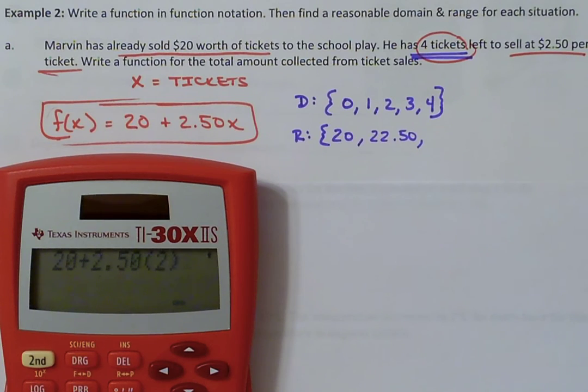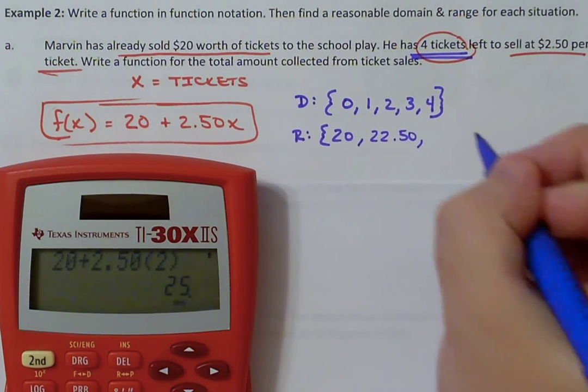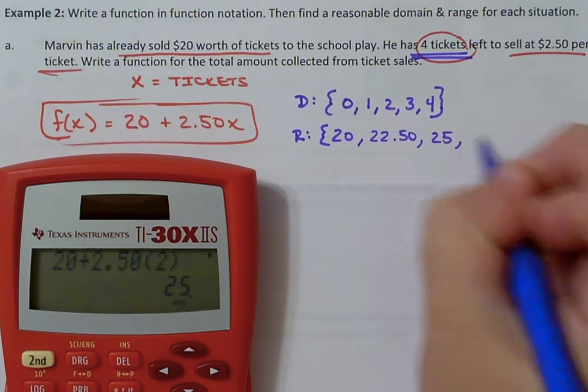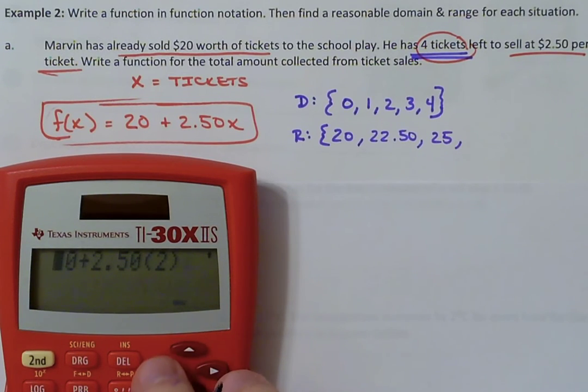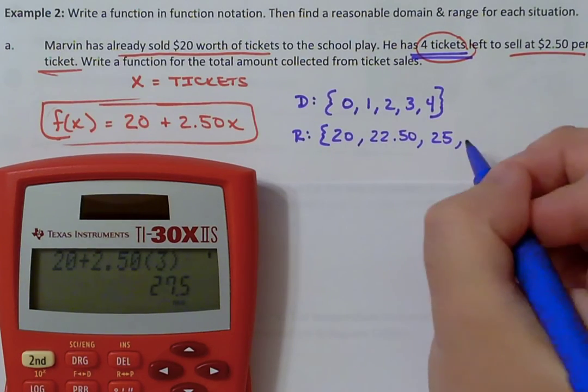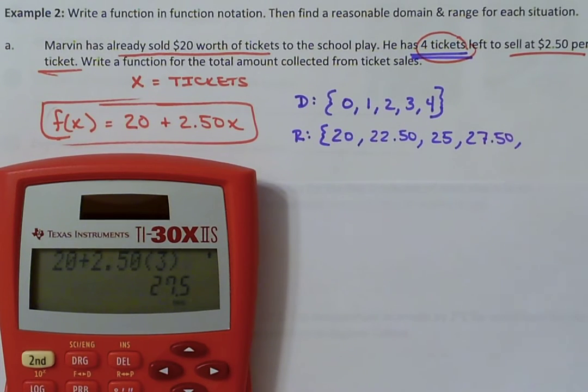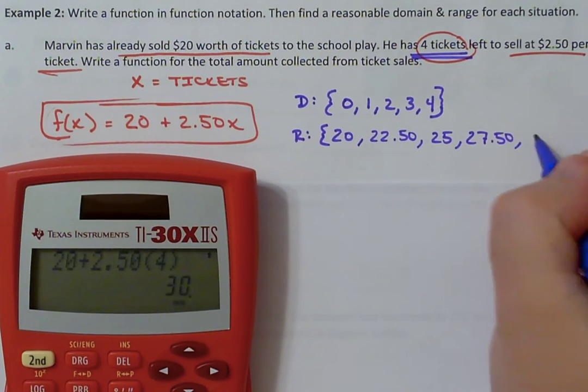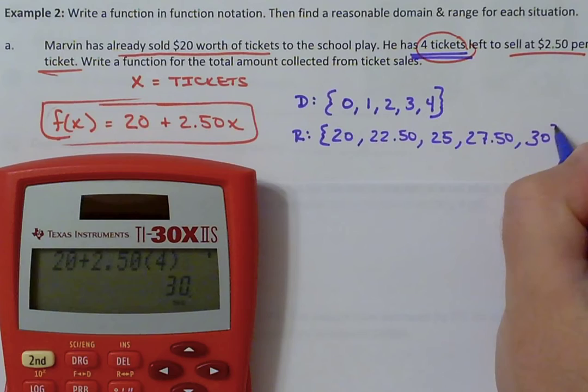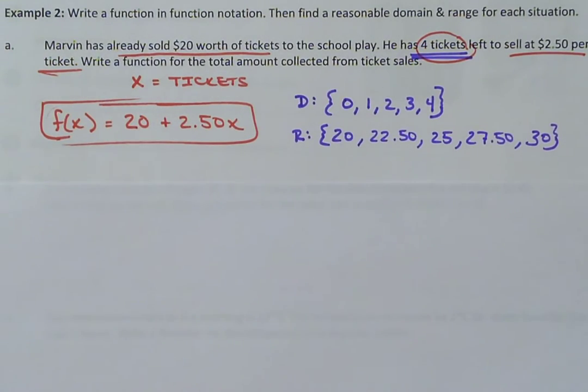So then we have 2, and we end up with 25. For 3, we have 27.50. And then if I plug it in for 4, we end up with 30. And that is how we're going to do example 2 for the rest of these.